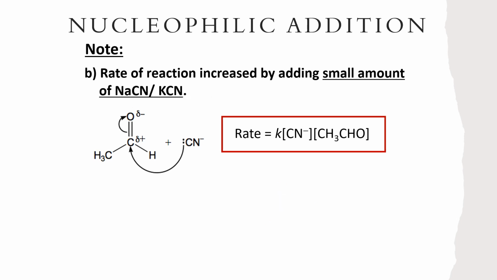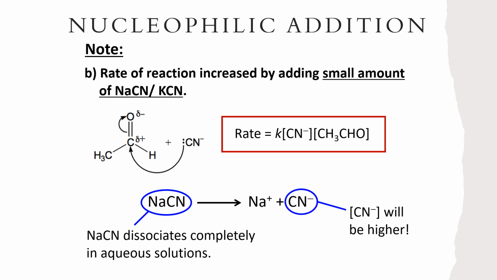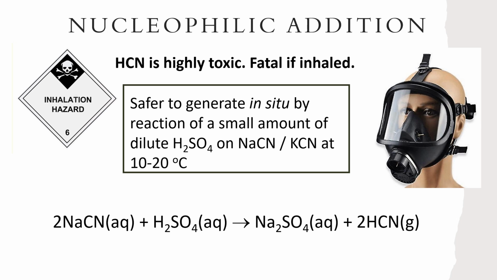The addition of NaCN or KCN also helps to increase the rate of reaction. NaCN dissociates completely in aqueous solution, resulting in a higher concentration of CN-. As HCN is highly toxic and boils at 26 degrees Celsius, it is safer to generate HCN in situ. This is done by reacting a small amount of dilute sulfuric acid with NaCN or KCN.